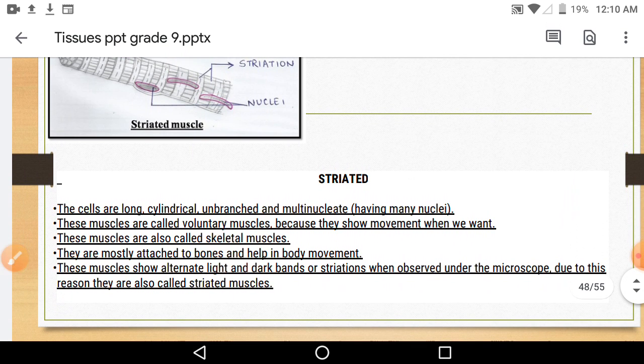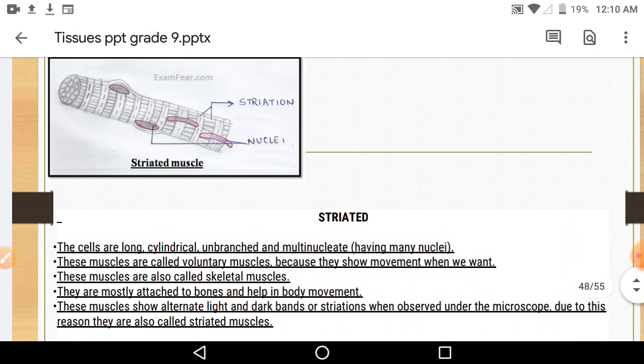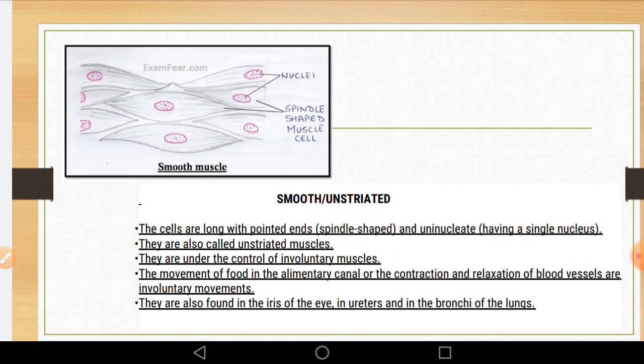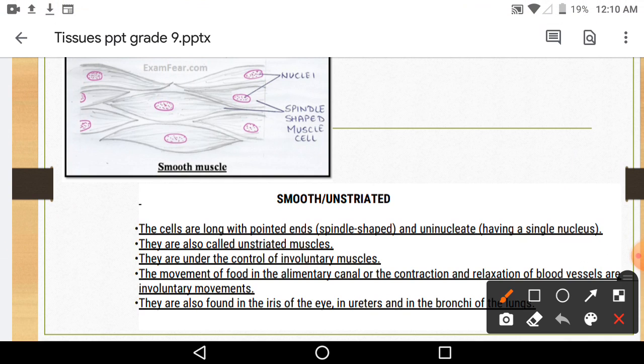They are present in the voluntary muscles, that is the muscles of the hands and the legs, which we move by our own will. Now here we have the smooth or the unstriated muscles. The cells are elongated with pointed ends. Can you see the cells? They are elongated and they have pointed ends this way. They are uninucleate, that means they have a single nucleus, only one nucleus is present. Striated may have multiple nuclei. They are also called unstriated, that means they do not have stripes. They are involuntary muscles, that means they work by themselves.